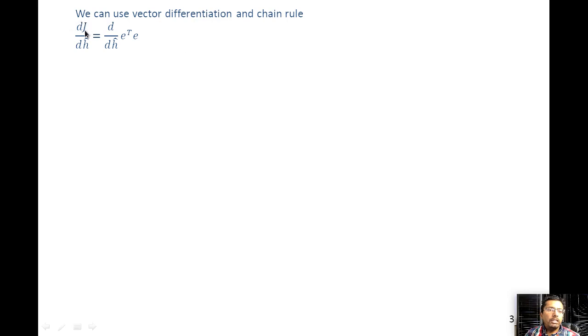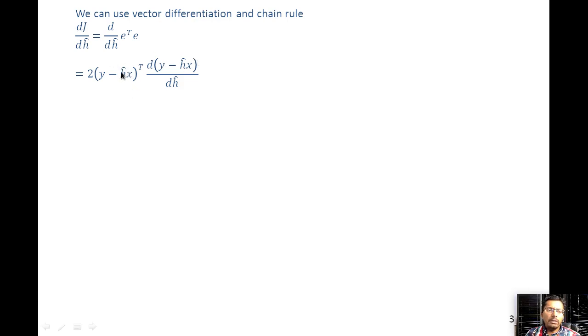So dJ by dh hat is going to be d by dh hat of e transpose e. We substitute for e transpose and e as our inner product, so this basically becomes y minus h hat x. Keep in mind y is going to be a column vector, x is also a column vector, so if you take a transpose, this is going to be a column vector as well.